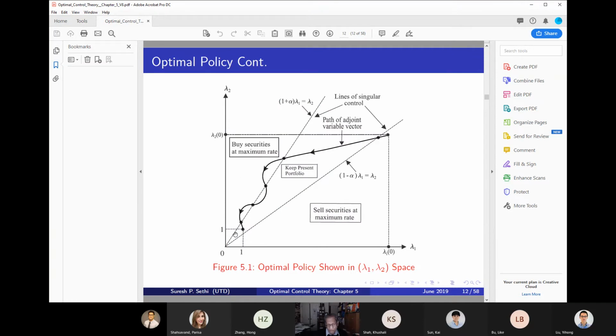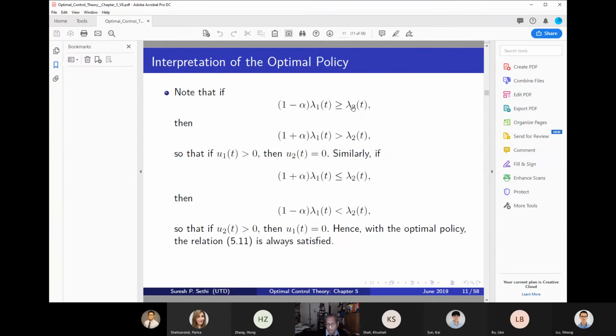So if you look at this picture, lambda 2, 0 and lambda 1, 0 is some value here, which we know, and it is going to end at 1, 1. So time is going from here to here. But lambda 1 and lambda 2 are functions of time.